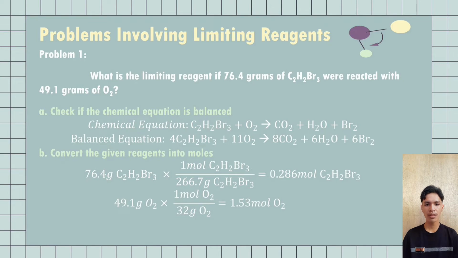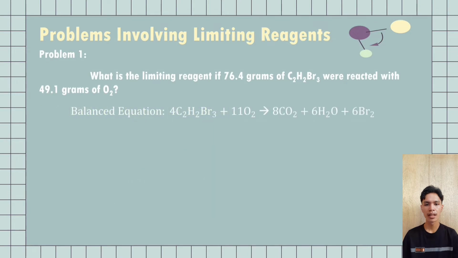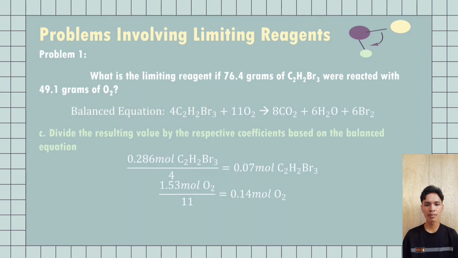76.4 grams of tribomethane is equal to 0.286 moles of tribomethane, while 49.1 grams of oxygen gas is equal to 1.53 moles of oxygen gas. The third step is to divide the resulting value by their respective coefficient based on the balanced equation. 0.286 moles of tribomethane divided by 4 is equal to 0.07 moles of tribomethane. The second value, 1.53 moles of oxygen gas divided by 11, which is the coefficient in the balanced equation, is equal to 0.14 moles of oxygen gas.